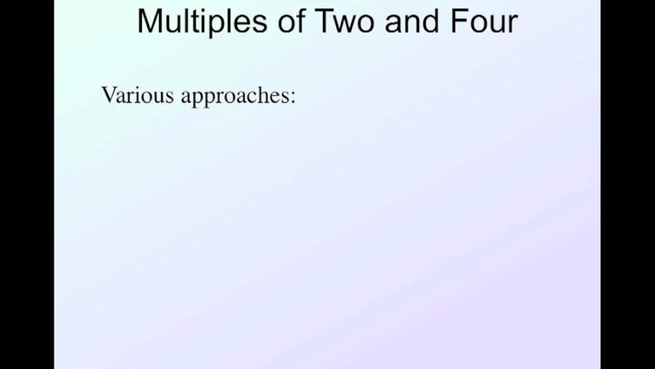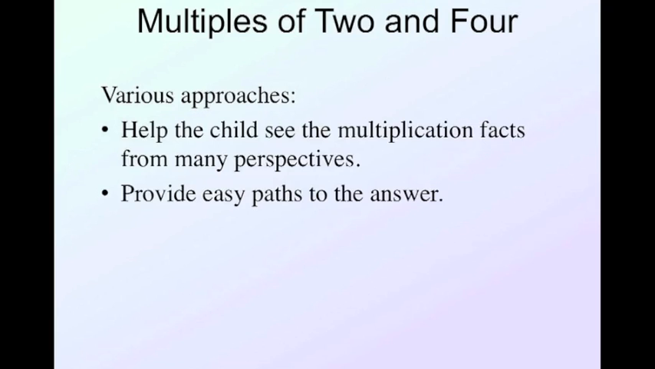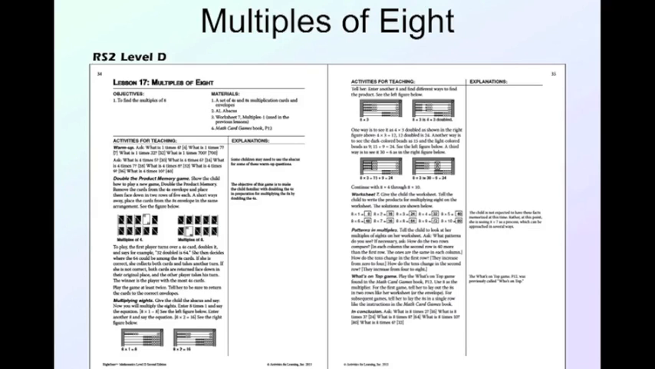Why do we have these various approaches? Well, it helps the child see the multiplication facts from many different perspectives. So often, multiplication is taught simply rote. And if the child forgets what 4 times 5 is, there's no way to remember it. Whereas with the abacus, we give them different approaches and different ways to look at it. It provides an easy path to the answer, or multiple paths to the answer. It also prepares the child for the multiples of 8. So let's go look at multiples of 8.